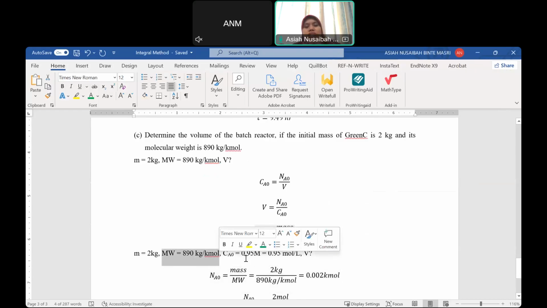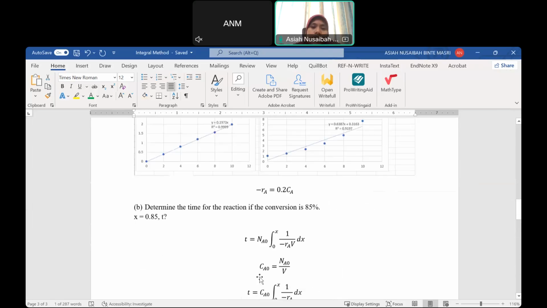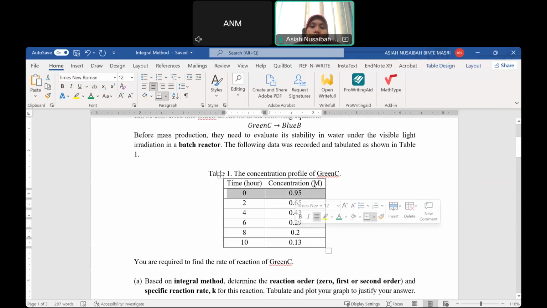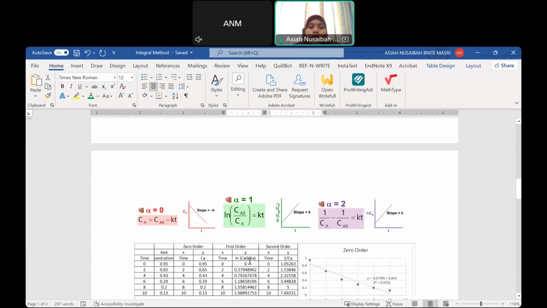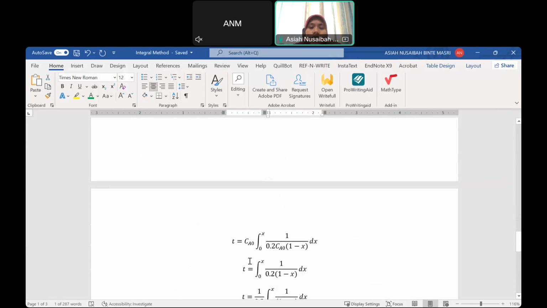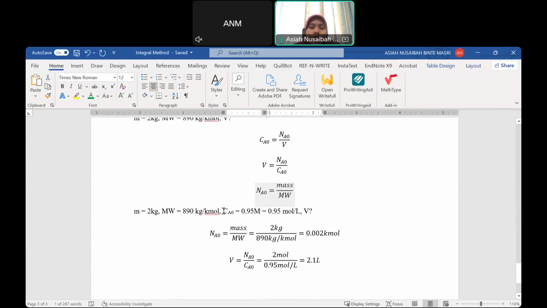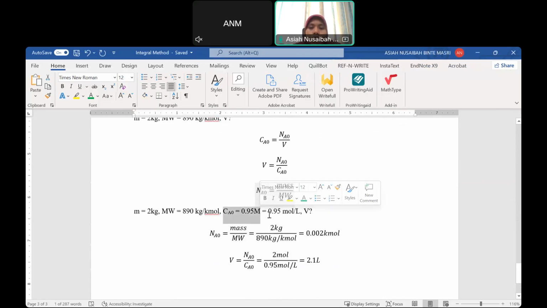We know CA naught is equal to 0.95. How do I get this? I basically got this from the table itself. Here at time 0, concentration is 0.95 molar. Okay, so molar means moles per liter. So CA naught equals 0.95 molar, or in another unit, 0.95 mole per liter.